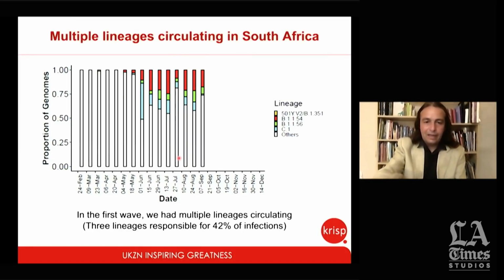Again, we started that very early, in February. That's the data, and here is the proportion of the genomes. When I have white, it's not that I don't have data, it's the opposite. Normally I have 20, 30 lineages there, so just for simplicity, I'm showing them in white. So normally South Africa has 20, 30, 40 lineages circulating.